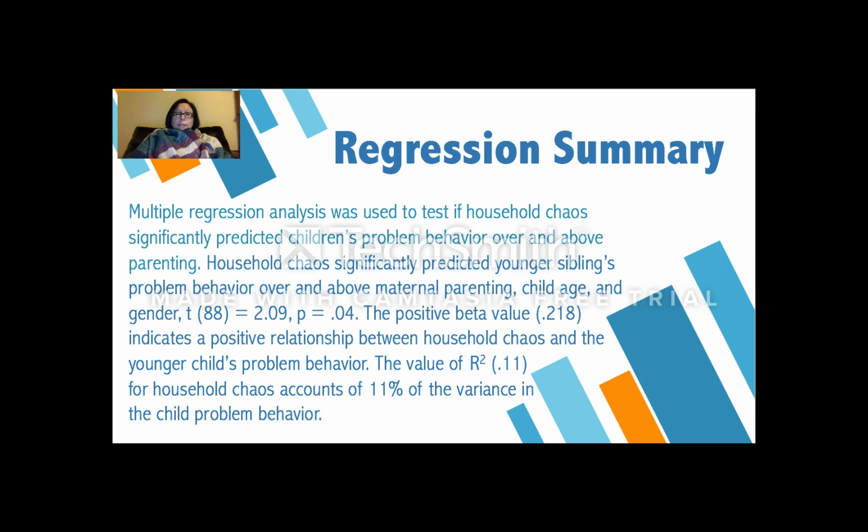Then I'll state that the positive beta value indicates a positive relationship between household chaos and the younger child's problem behavior. The value of R squared, 0.11, for household chaos accounts for 11% of the variance in the child problem behavior. So that's my text write-up. Now what I'm going to do is make a reference to the regression summary table. So I could say something like, as seen in Table 2, the hierarchical regression analysis summary table.